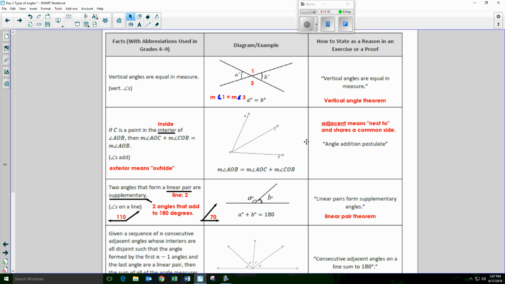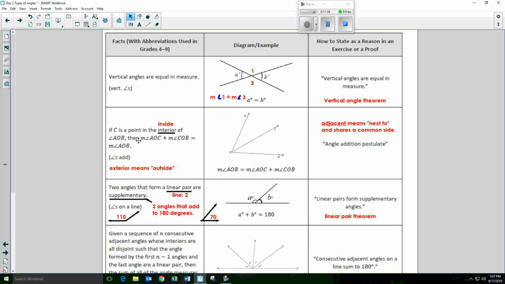Again, a lot of vocab coming up here. So for example, if that's 50 degrees, that's 50 degrees. If that's 130 degrees, that's 130 degrees. Okay, next one. We have the angle addition postulate. That's actually the name of it. They don't have any definition written down, it's just angle addition postulate. So you memorize the name of it there.